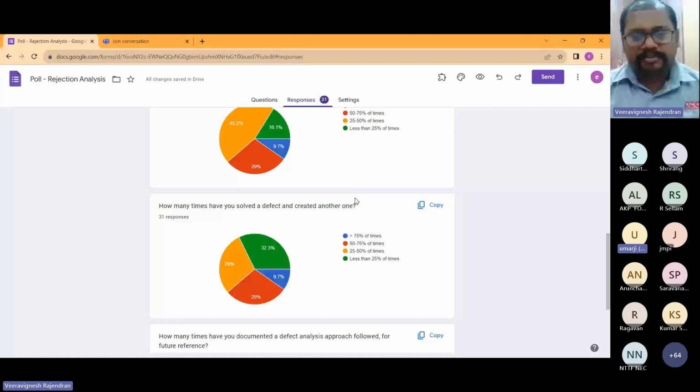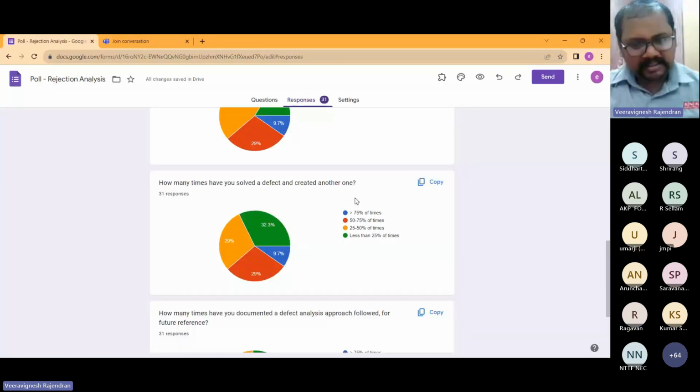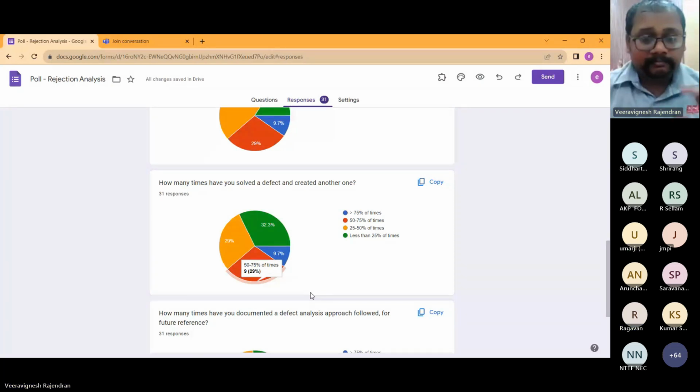How many times have you solved a defect and created another one? If this number was greater than 75%, then that is the most worrying situation. But only 9.7%, that means 3 people, have opted that yes, they have solved one defect and created another defect. If the green is more than 70%, it is more good, but that is not the way. So 25 to 75%, all put together, almost 50% of the total people tell that, okay, I have solved some defect, but still I have created another one.